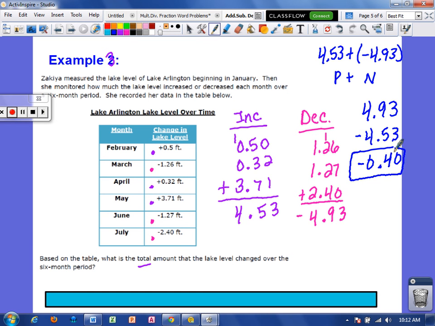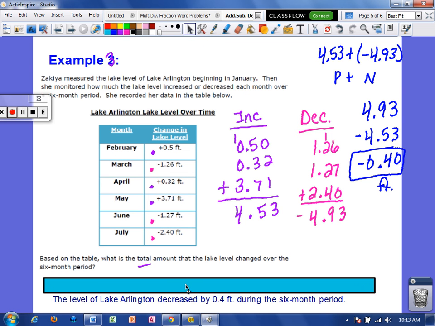So that means that the lake level decreased by 0.40 feet. And this is a word problem, so our answer must be in a complete sentence. So we would say the lake level of Lake Arlington decreased by 0.4 feet during the 6-month period. Go ahead and pause and take a moment to write that down.